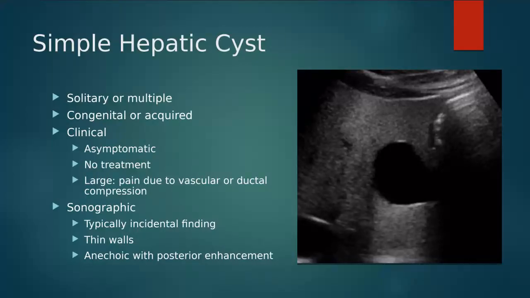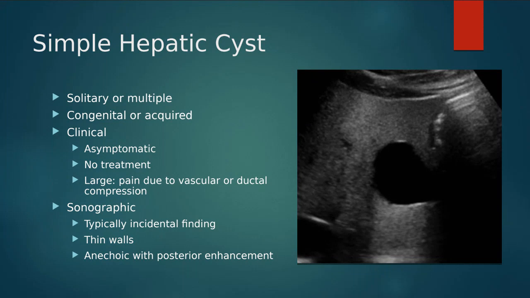Moving into pathology. So we're not talking about kind of any functional conditions with these. First is going to be our simple hepatic cysts, very self-explanatory. These are going to be congenital or acquired, meaning you could be born with it or you could just get one over time. They are not important.